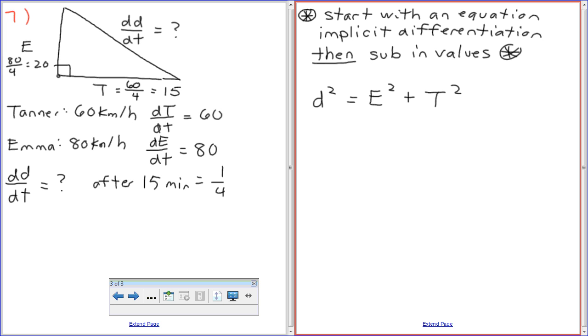Oh, I know. What's the derivative of d squared, please? 2d. Close. Remember, we're doing implicit, right? So because it's implicit, it has to have the dd by dt. Can I get another person, please? Chris, do the derivative of e squared. Okay, so e squared is going to be 2e and then times dE over dt, which is 80, but we can sub that in later. And t squared, no Sandra, go ahead.